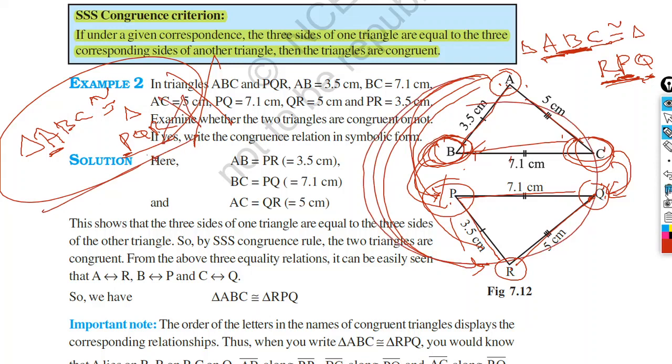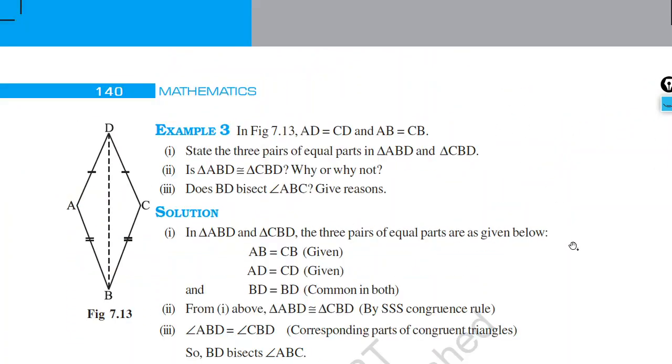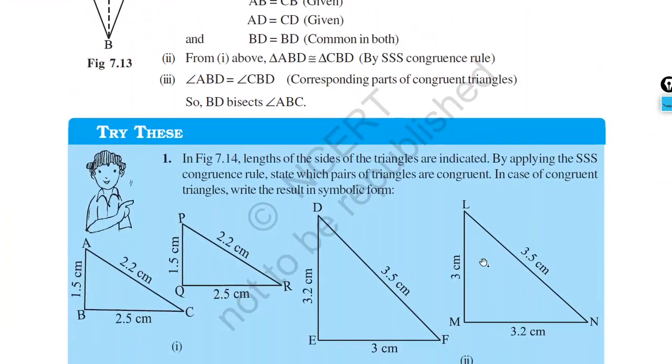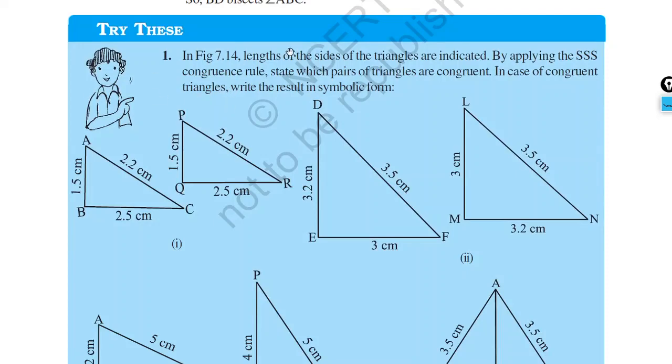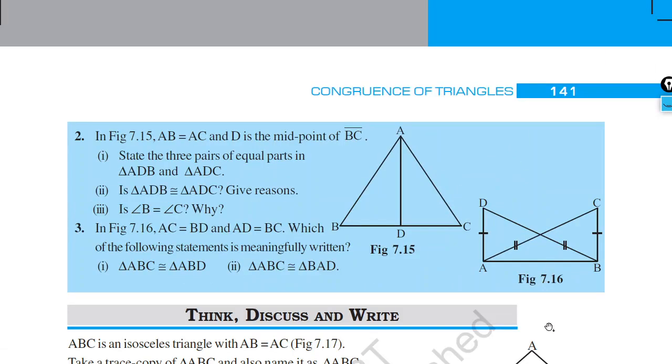Okay. So now next we will move to another criterion. Okay, there is a try this. So please try this also and write it in the copy.